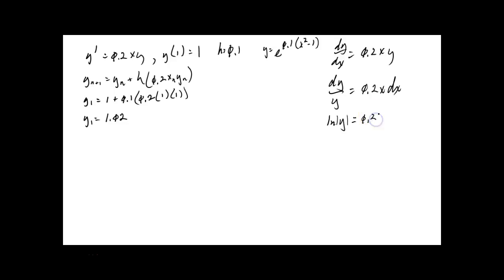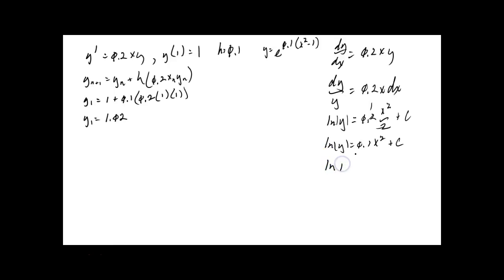I'll just do it the full way. 0.2 x squared over 2 plus c. Okay? We'll deal with the plus c in a minute. This is log y is equal to 0.1 x squared plus c. Okay? Now, we have initial value, 1 and 1, so let's put those in.